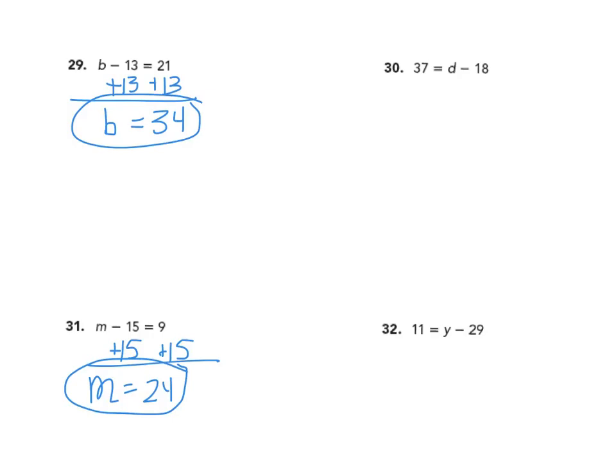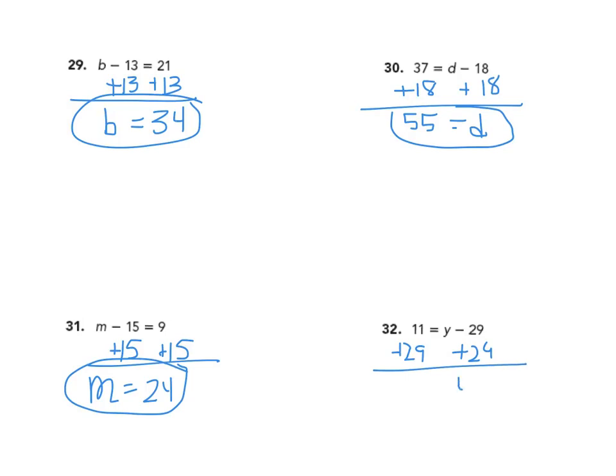For number 30, to get the variable by itself, I'll add 18 to both sides because it's D minus 18. If I add 18 to both sides, I get D by itself over here, and I get 55 on this side because 55 minus 18 is 37. Number 32, I see that Y minus 29 is 11. If I add 29 to both sides to undo that subtracting of 29, I do the same thing to both sides. I get Y by itself over here and 40 over here, because 40 minus 29 is 11. I can show that in all cases, I've shown balancing by doing the same thing to both sides of an equation.